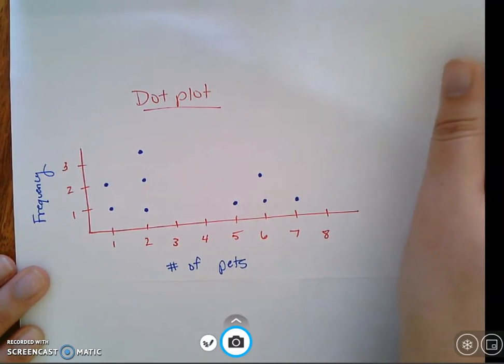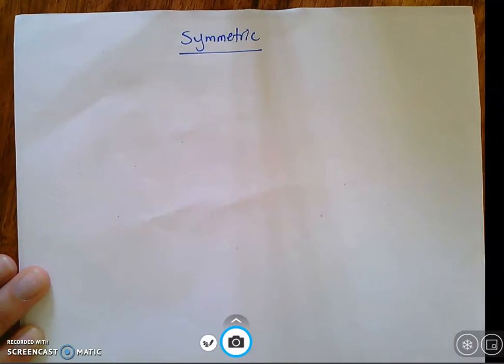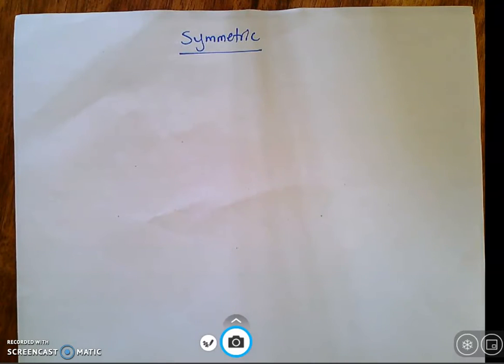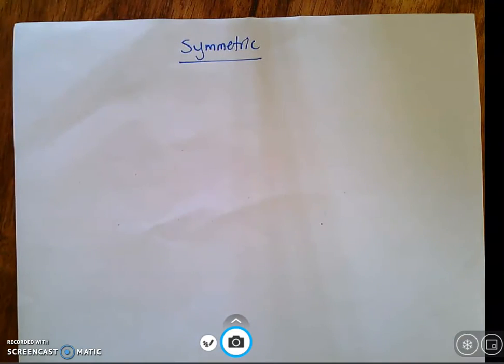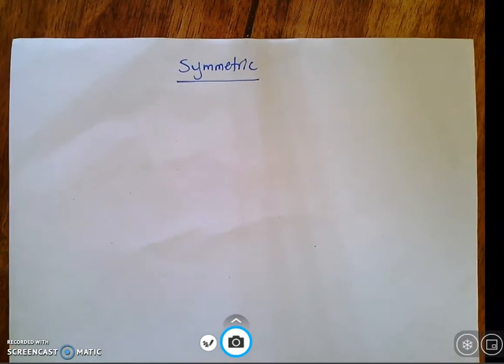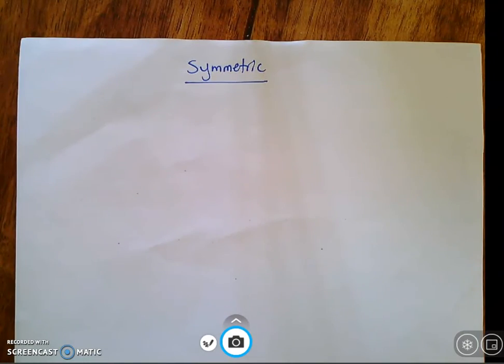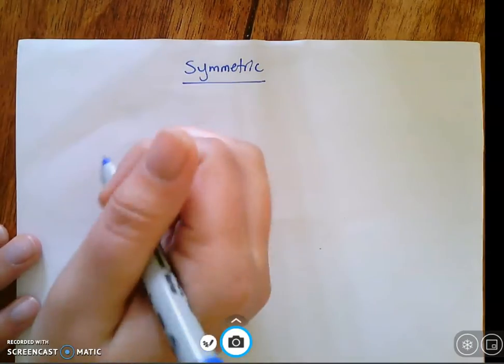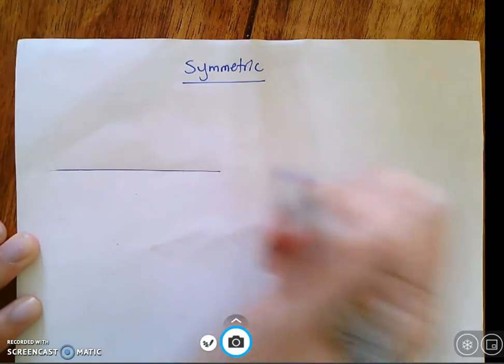Some things you may be asked to do with these would be to find the median or the range or things like that. We went over that in the first video. Something we have not talked about though is symmetry. So when a graph is symmetric, and I'm actually going to show you this with a box plot and a histogram, symmetric means it's balanced. So a balanced histogram looks something like this.